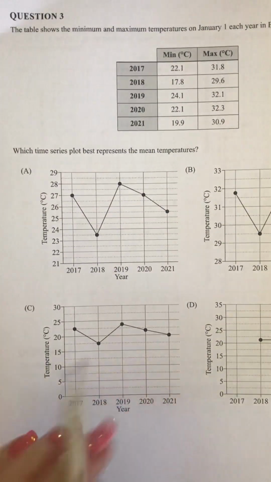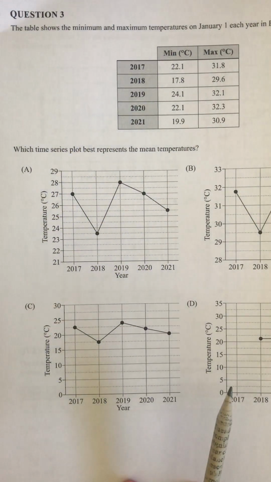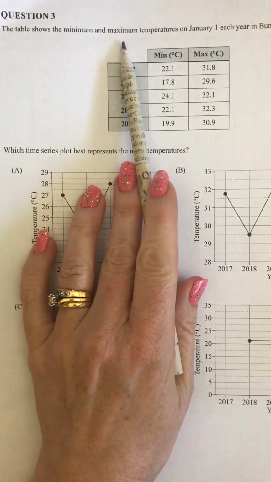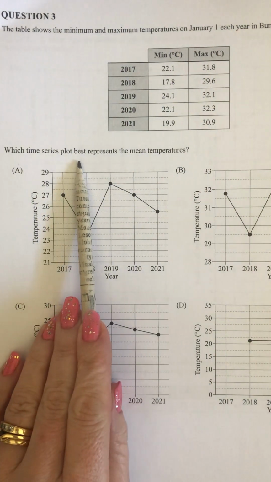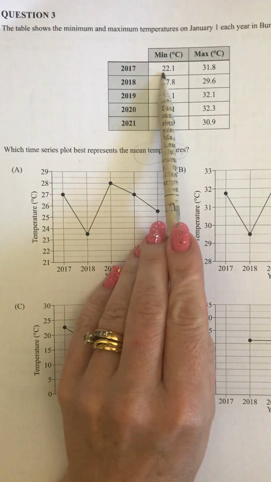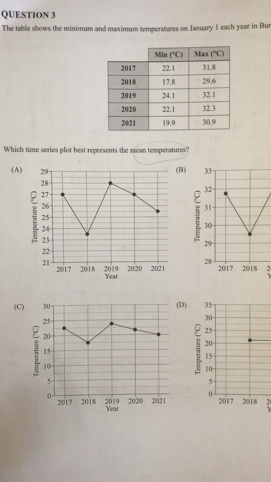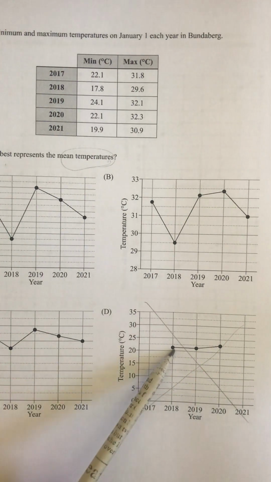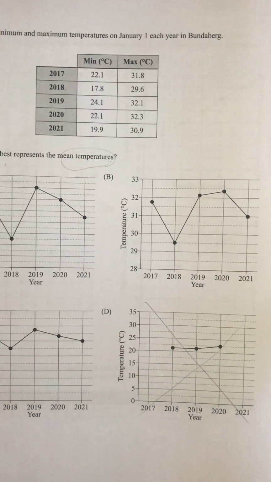Question 3 asks us about a table and the equivalent graph for that. So we've got the minimum and maximum temperatures on January the 1st each year in Bundaberg. Which time series plot best represents the mean temperatures? So mean, where we would do the minimum plus the maximum divided by 2. Now we can rule out some straight away. So we can see this one down here, D, that's not going to be the answer because we've only got 3 points plotted. So what they probably have done is found the 3 mean average for those points, and that's what they've plotted there.